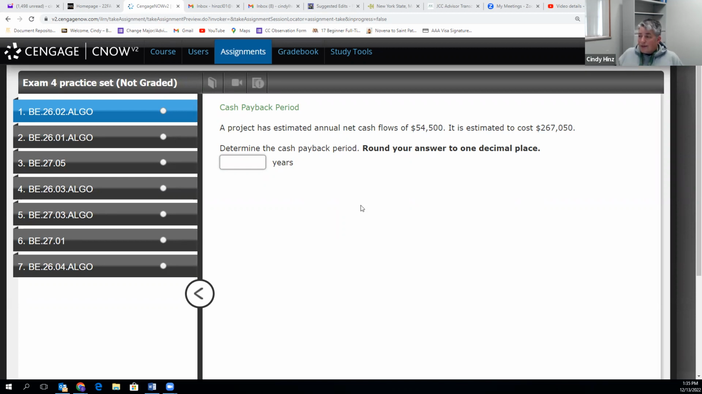So the first exercise that's appearing in my set is chapter 26, brief exercise number 2. You'll also notice that these are algorithmically generated, at least 5 of the 7 are. So all the ones that have the ALGO, it's possible that the numbers that you're seeing in your problem, some or all of them may be different.